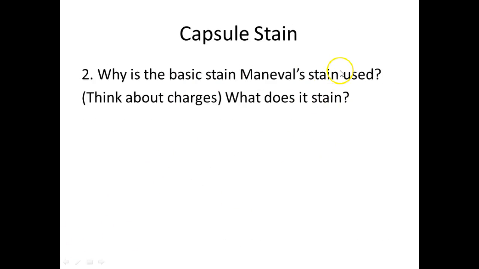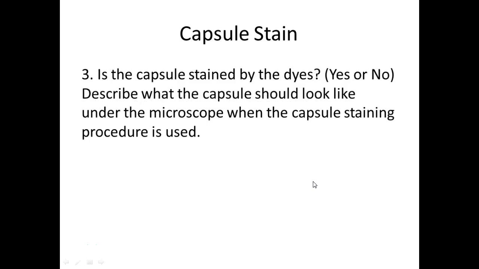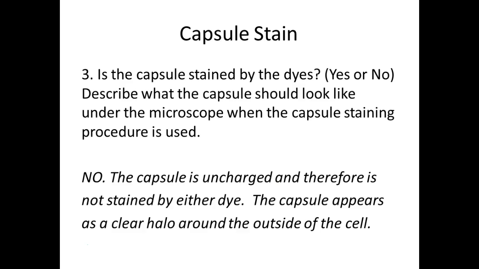So, why are we using the Maneval's stain, this basic stain? To stain what? We've stained the background. What else do we need to stain? The cell. We need to stain the cell. And again, the pH change is going to change even the background, right? We're going to go from red to a kind of bluish grayish color. Is the capsule stained? No. And so we've got to stain the cell and the background because we can't stain the capsule. It doesn't get stained.